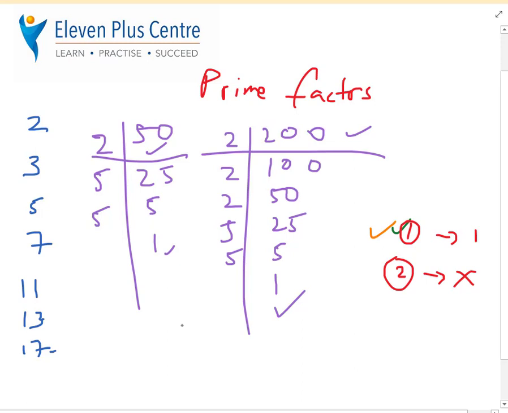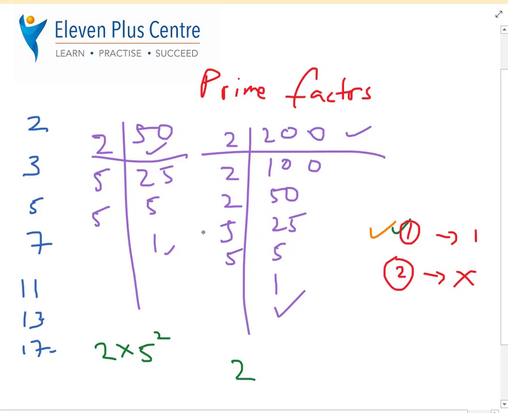Now, one final thing, just to add a bit of spice, just to confuse you a little bit. Sometimes they might ask you to write the prime factors in short. Okay? If they ask you to do that, you just do this. You write 2. You write 5. And how many 5s are there? There are 2 5s. So you just put a 2 on top of the 5 like that. Okay, it's 5 squared.